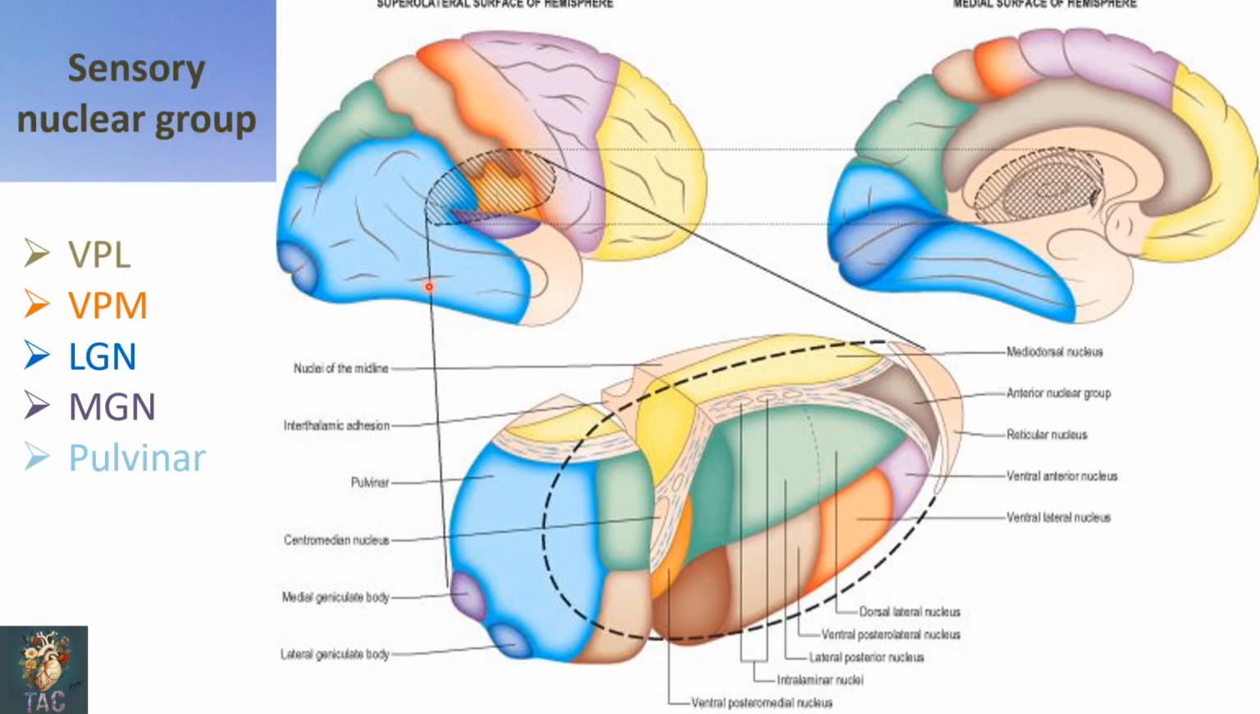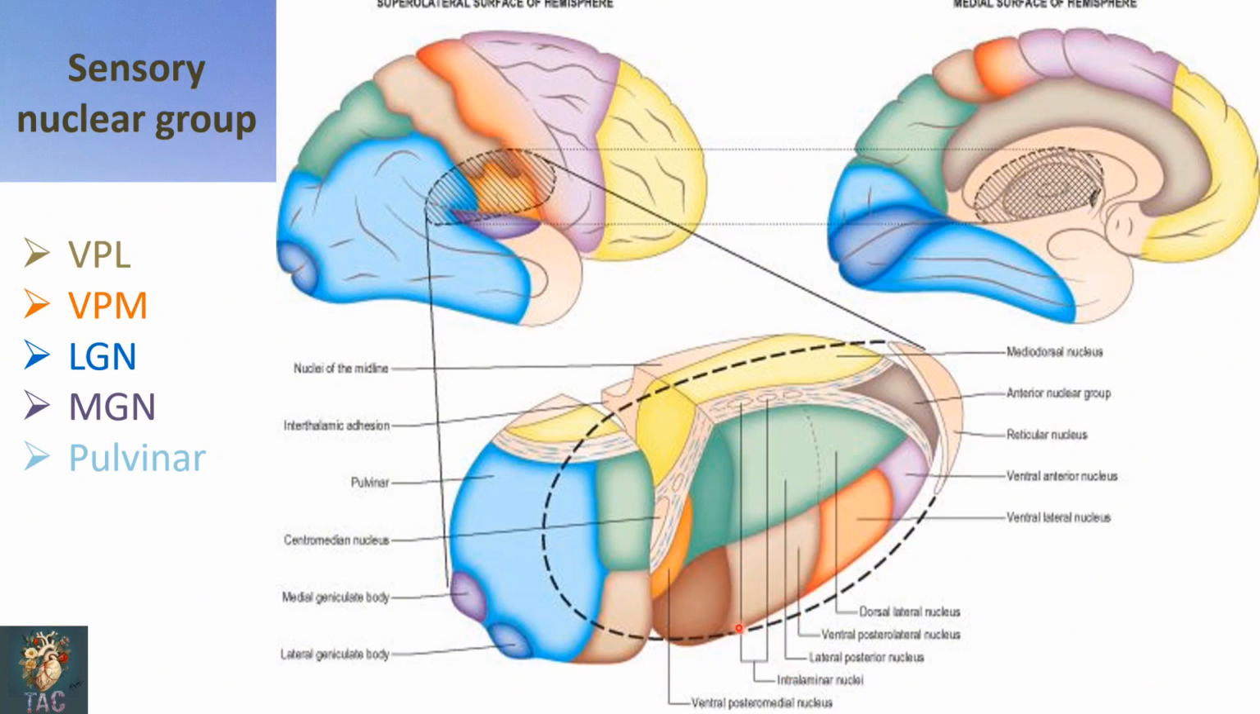Now we are moving on to the sensory nuclear groups. Up till now we were studying the nuclei which were related to the limbic system, and now we are studying the sensory nuclear groups. Out of the sensory nuclear groups, first of all, this is the ventro-posterolateral nuclear group, which is present over here. In this area you can see the ventro-posterolateral nuclear group.